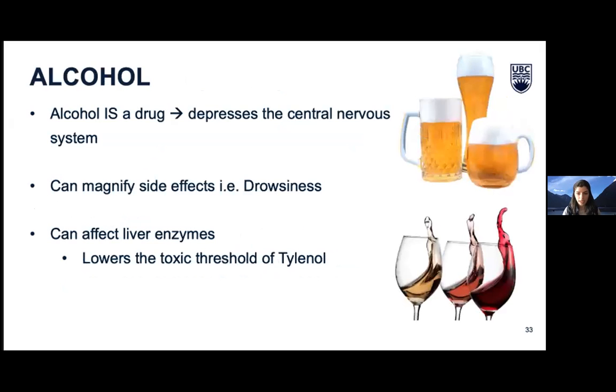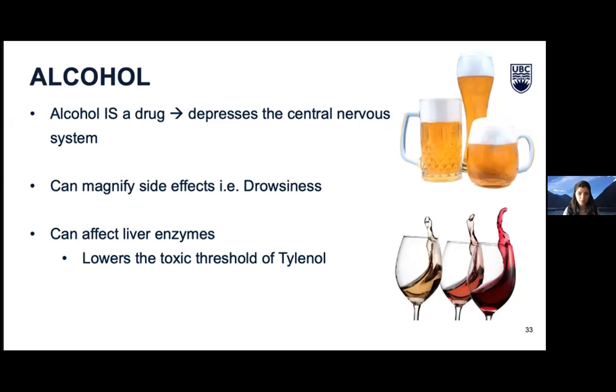Many people forget that alcohol is actually a drug and is certainly one of the most commonly used ones. Its main action is to depress the central nervous system, and it interacts with almost every drug. So it can magnify certain pre-existing side effects, such as drowsiness, which can obviously become potentially hazardous if you're taking alcohol and these medications together and operating things like a car or heavy machinery. But obviously, hopefully you're avoiding drinking alcohol and doing that at the same time.